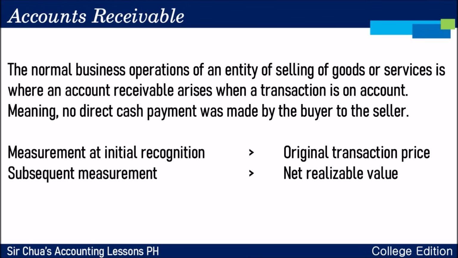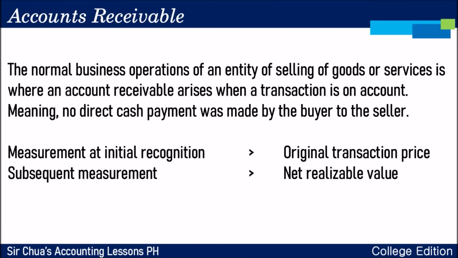Okay. So, the normal business operations of an entity of selling of goods or services is where an account receivable arises when a transaction is on account. So, basically, accounts receivable happens because you already rendered service or you already sold goods to your customers pero hindi ka pa po nababayaran. Ganun lang, okay? No direct cash payment was made by the buyer to the seller. That's where an account receivable arises.